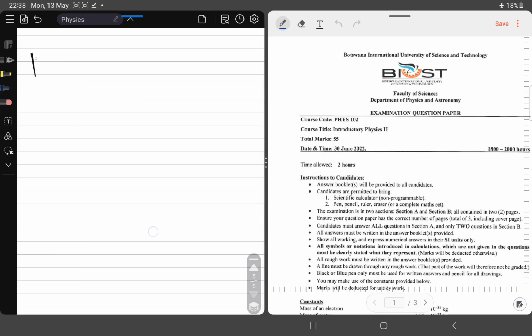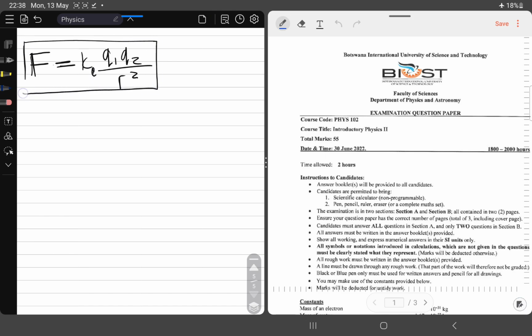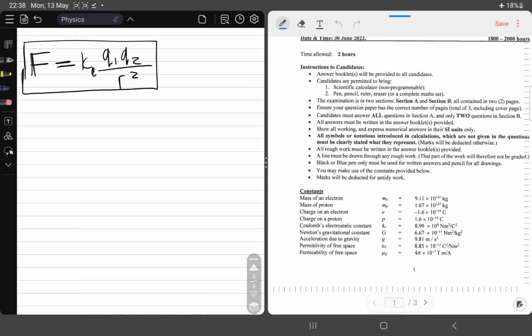The formulas, or just a quick reminder, is Coulomb's law: the force is going to be K multiplying Q1 Q2 over R squared. I can say KE, where K is Coulomb's constant. You can just pick it up here. It is KE right here in the paper. You can see it.